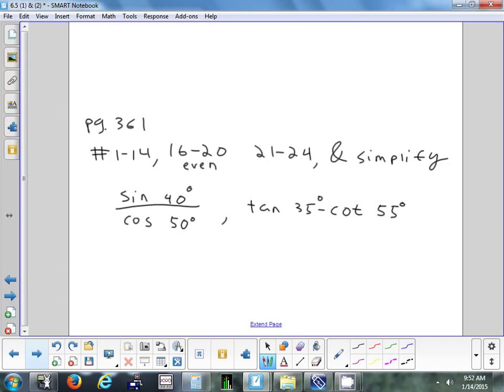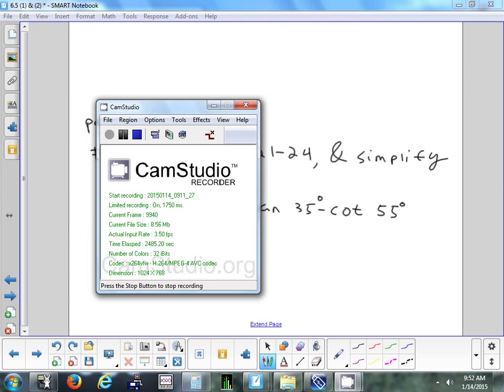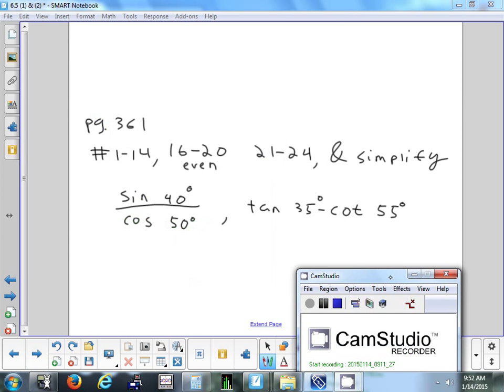All right, so the homework beyond 361. Okay, so it's 1 to 14. That part's all. 16 to 20 just evens. 21 to 24. And simplify these last two problems, which should be very quick. Okay, so we'll finish up section 6.5 tomorrow, and we'll actually solve triangles using what we learned today.